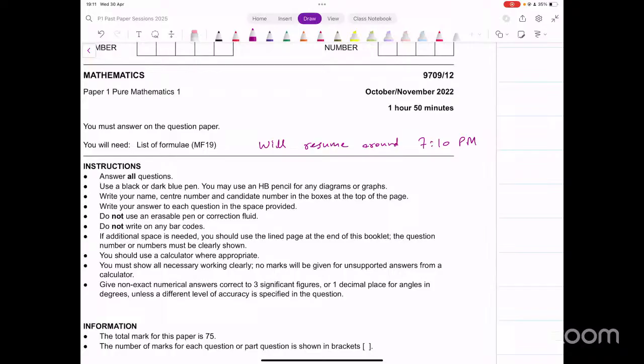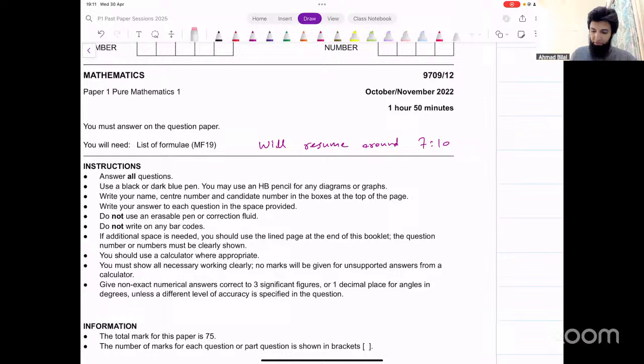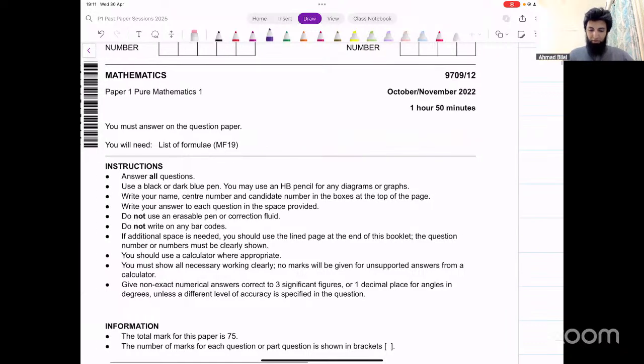Okay, let's resume. So this is the next paper that we're doing now. November 22, paper 1, variant 2. Difficult questions from this paper. So there are two questions primarily that you're asking about from this paper. Let's have a look at those two. Okay, so question number 5 from this paper you're saying, and question number 10. All right, let's have a look at these two questions. Questions 5 and 10 from this paper.